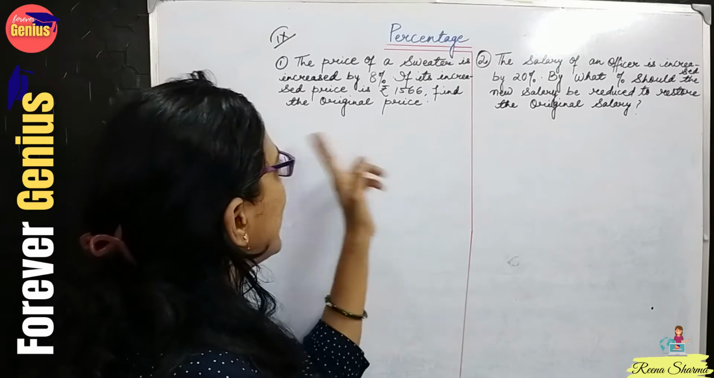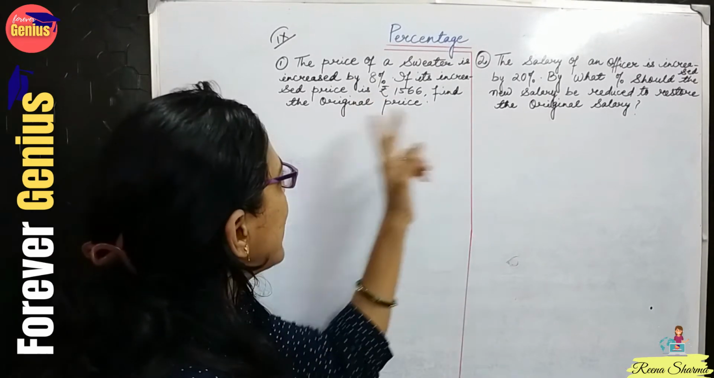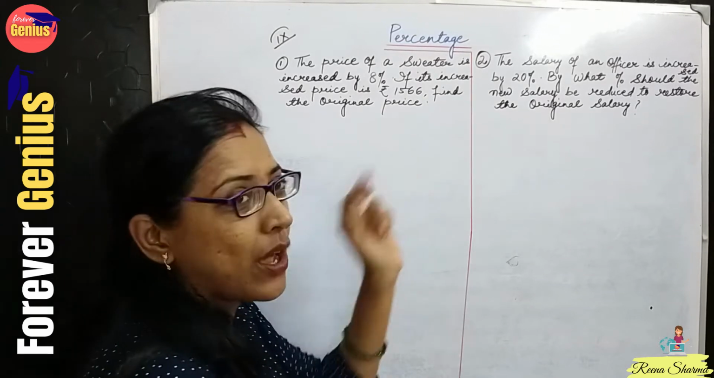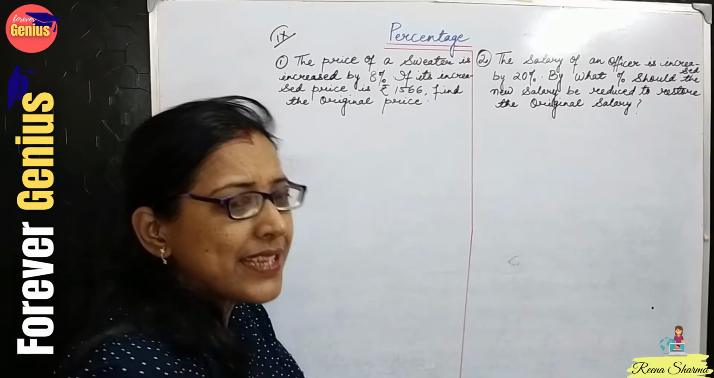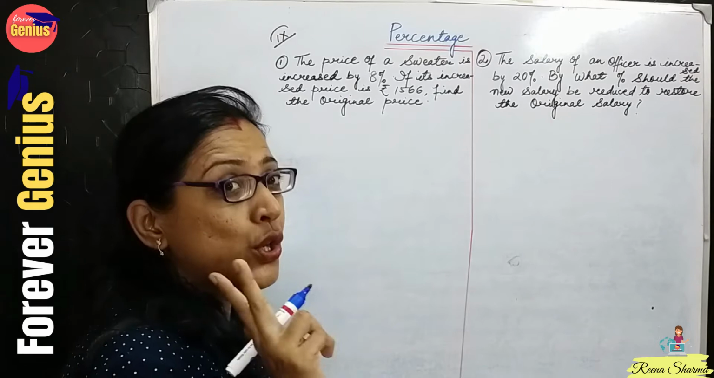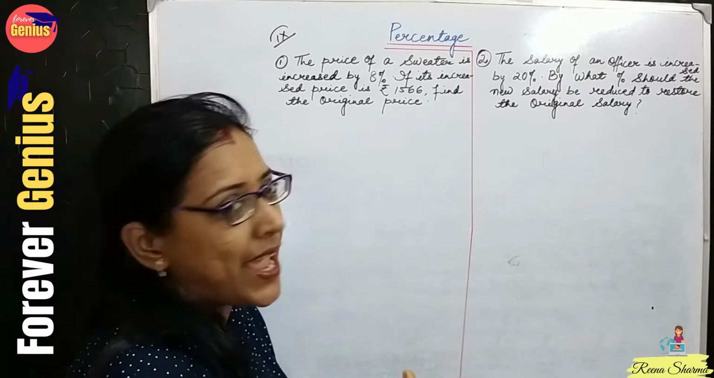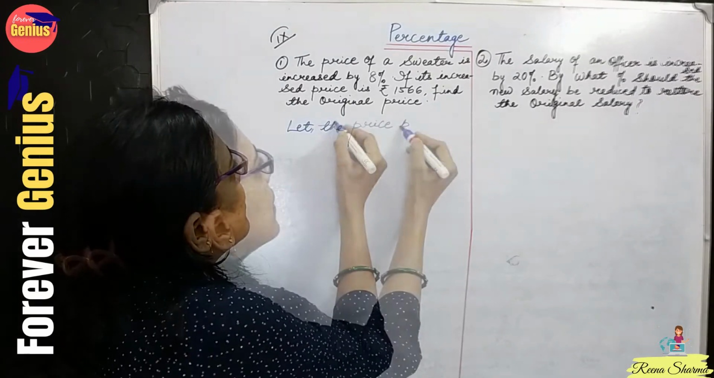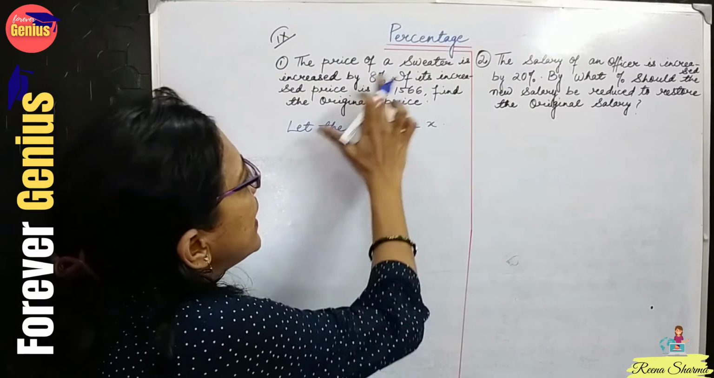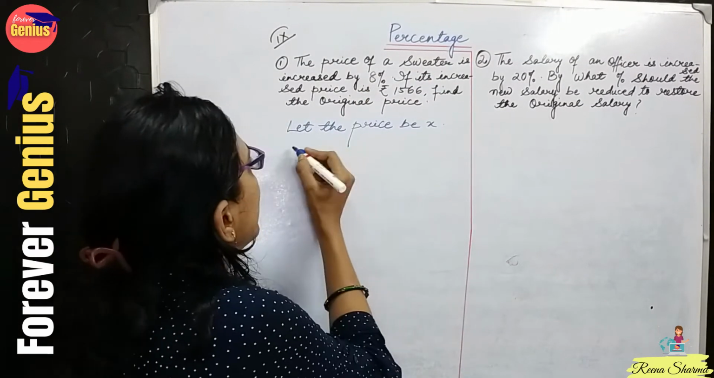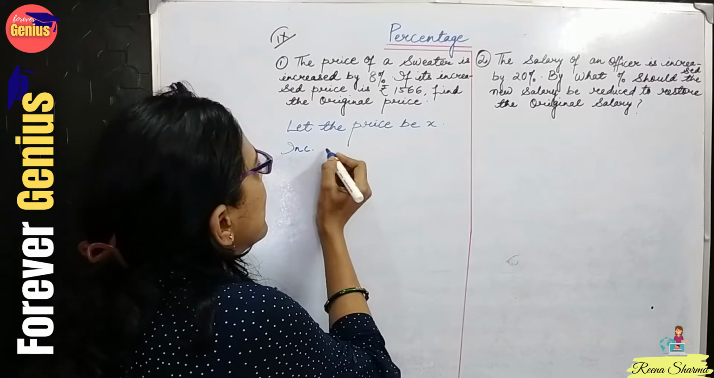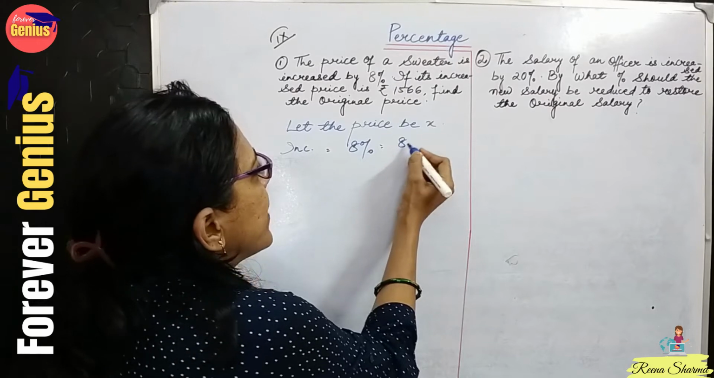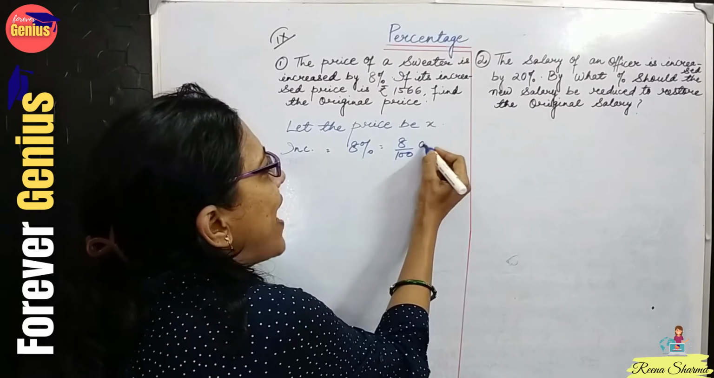The price of a sweater is increased by 8%. If its increased price is rupees 1566, find the original price. So in this case, we will be doing it in two ways. Let's see what they are. Number one, let the price be x. If it is increased by 8%, the increase is how much? 8%, this is equal to 8 by 100 of x.